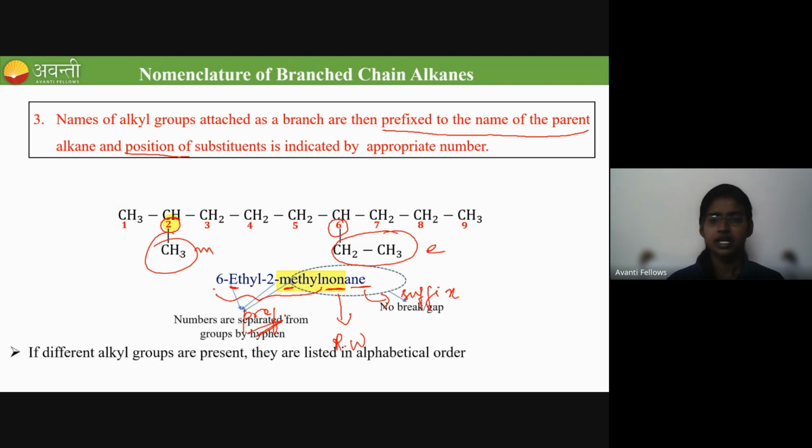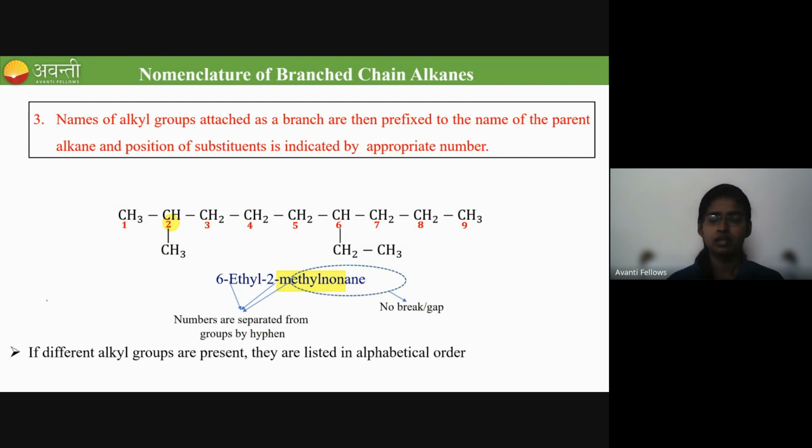There should not be any gap here. Prefix, root word and suffix, everything should be a single name. You should not leave any gaps between the root word and suffix, or between prefix and root word. There should not be any break or gap. If different alkyl groups are present, they are listed in alphabetical order. This is what we have done for this compound. So this is rule number 3.